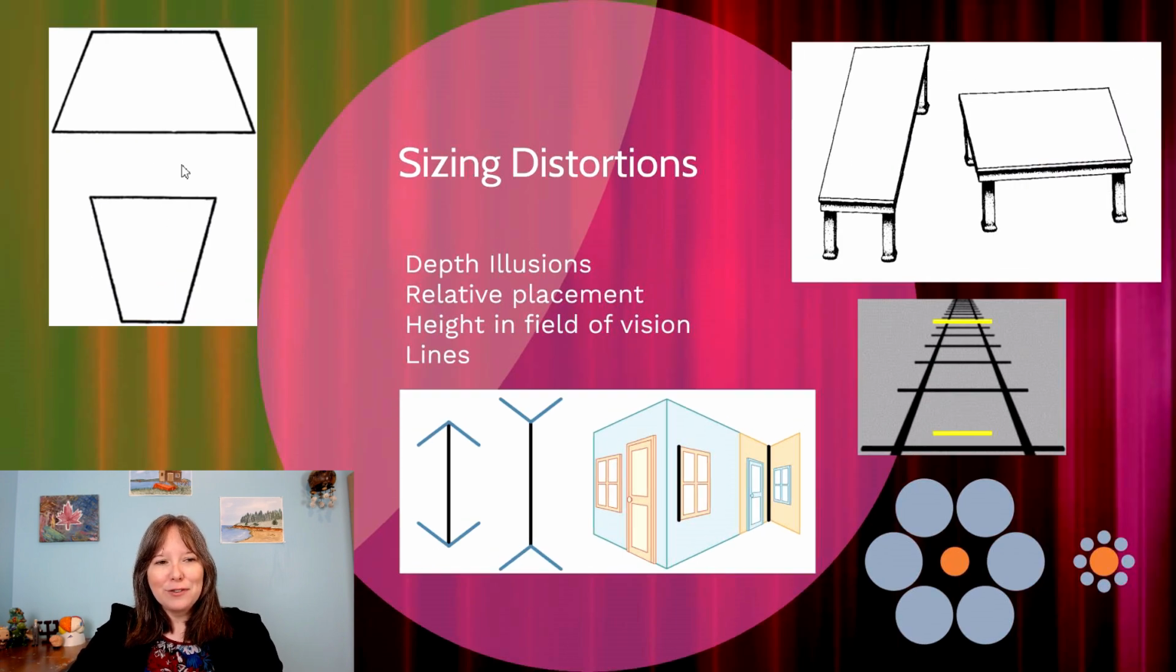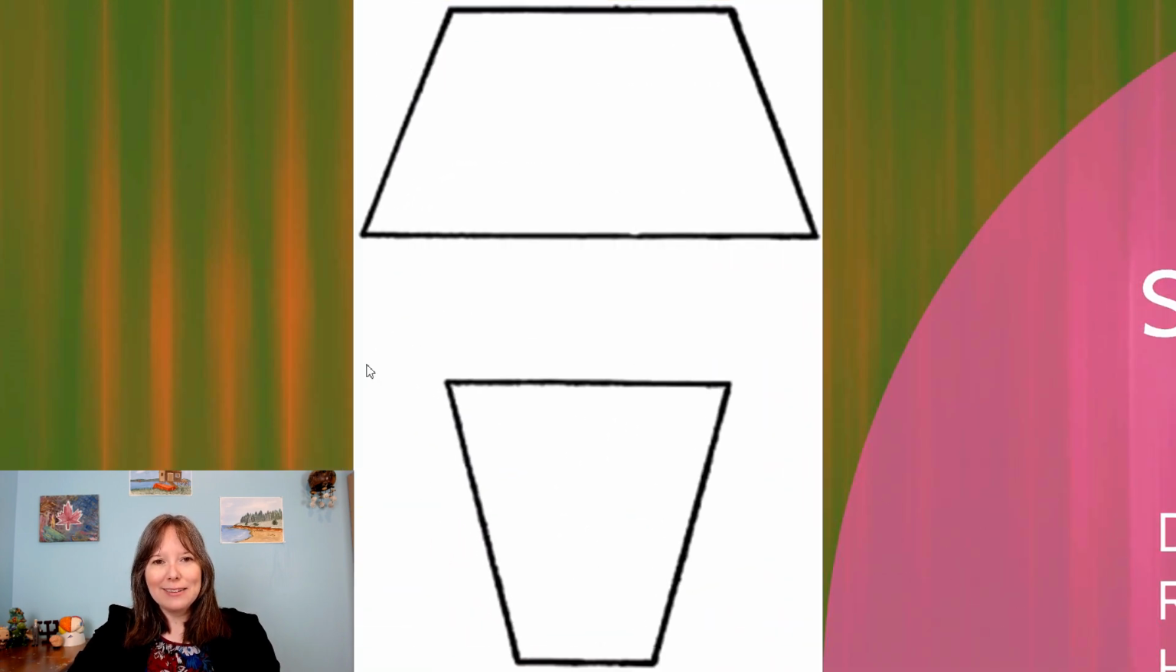Some other sizing illusions, of course, is which shape has the longer top line? Is the top line in this shape longer? Is the top line in this shape longer? Of course, we're studying perceptual illusions, so we know the answer is they're both the same size, but your brain may say the top one's longer. The contextual angles around it are making us perceive this to be a bigger shape.